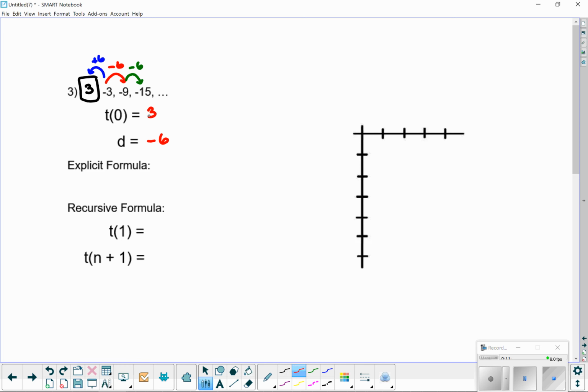So your explicit formula is going to be term n, or any term you like, that starts with term 0, which is 3, plus your common difference of -6 times n. And again, you can clean that up by making it 3 minus 6n. Remember, that's only one equation.